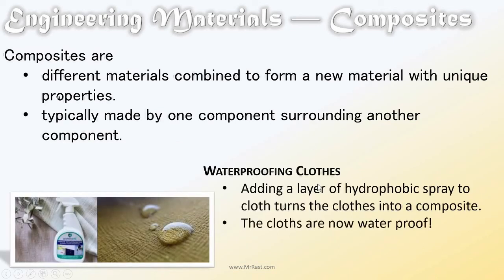Waterproofing your clothes is an example of a composite. Adding a layer of hydrophobic spray, hydrophobic meaning water fearing, to your clothes turns the clothes into a composite. If you spray your clothes with this, now it's not just cloth, it's cloth with this protective hydrophobic spray on there. So you have something new. It's got unique properties. It's cloth, but it's waterproof.